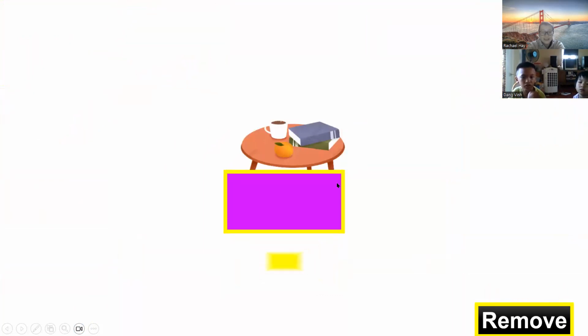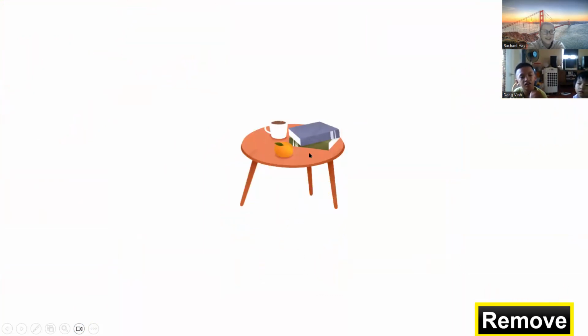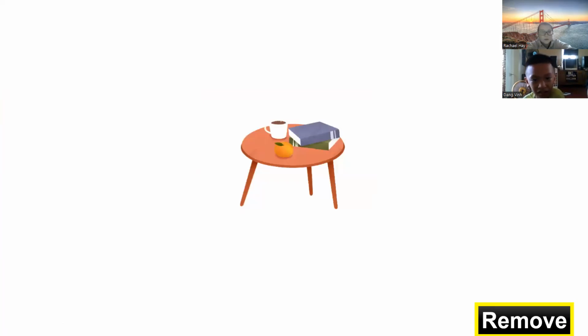Oh, and now we have something different. It's a table. Good. Well done. And what's on the table? Can you tell me? What is this called? Mango. Oh. It's mango, coffee, and two books. Good.